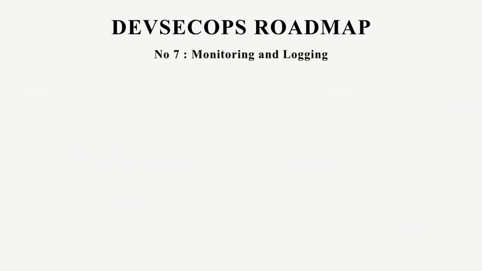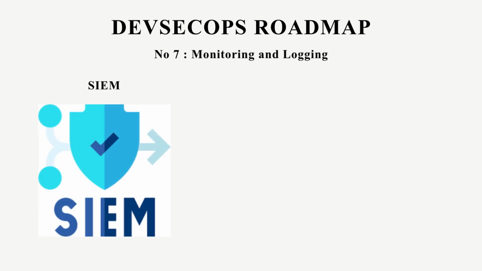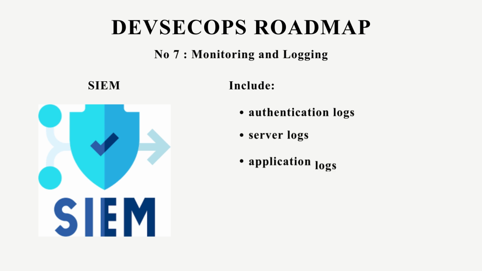Number 7, monitoring and logging. Monitoring is critical for detecting security incidents. Many organizations use a system called Security Information and Event Management, commonly known as SIEM. SIEM platforms collect and analyze logs from different systems. These logs can include authentication logs, server logs, application logs, and network traffic.